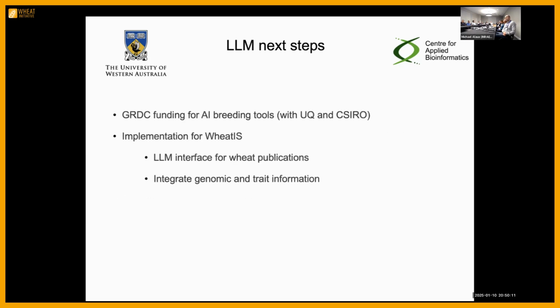It looks like we will get some funding in this space. We've been shortlisted for a GRDC funding application, AI breeding tools, together with University of Queensland and CSIRO. This is more general in terms of breeding tools, and there's not a vast amount of funding, but it gives us a foot in the door, and it links quite nicely with some of the tools that CSIRO have been developing in this space. We think there's potential to start implementing some of this into the information system, developing a large language model interface for big publications, and hopefully down the track at some point integrating genomic and trait information.